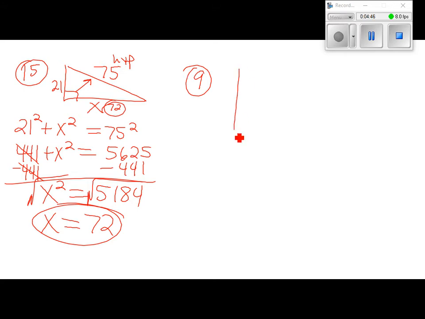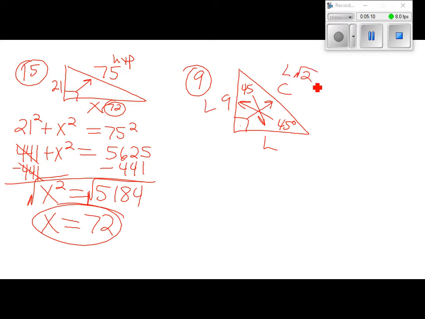Problem number 9 looks like this. It's a 45-degree angle. That's a C, that's a 9. Well, if that's a 45-degree angle, that's 90. This has to be 45, so it's a 45, 45, 90 triangle. In a 45, 45, 90 triangle, the side across from the 45-degree angles should be labeled L. Side across from the right angle, L times the square root of 2.